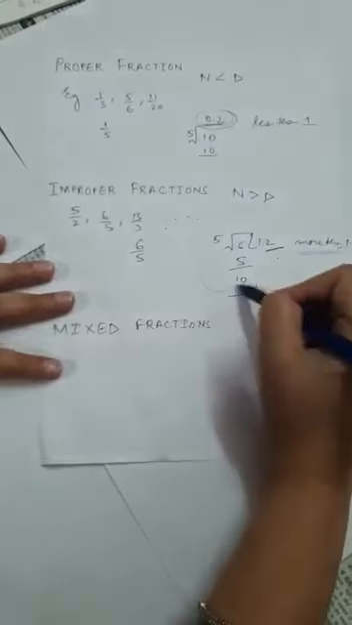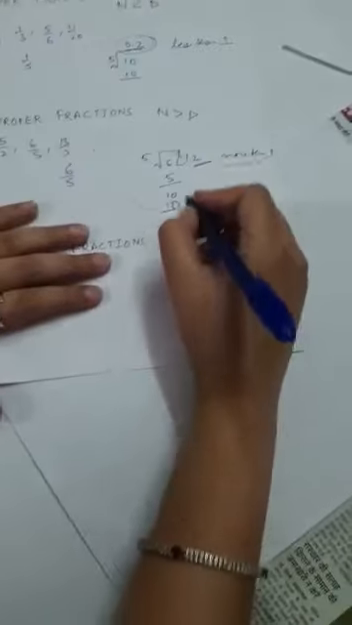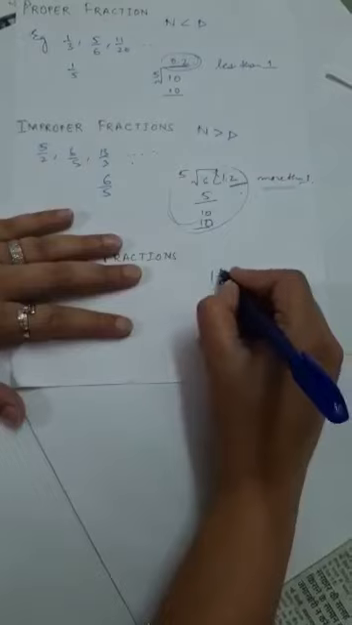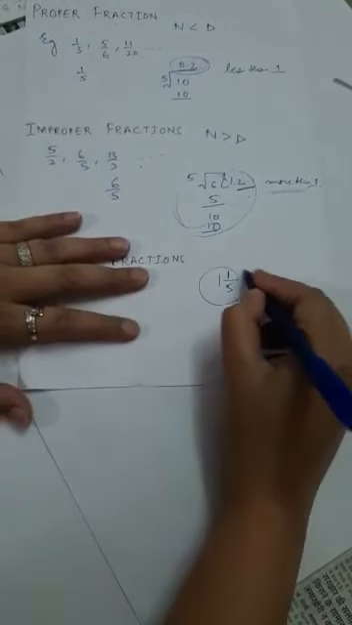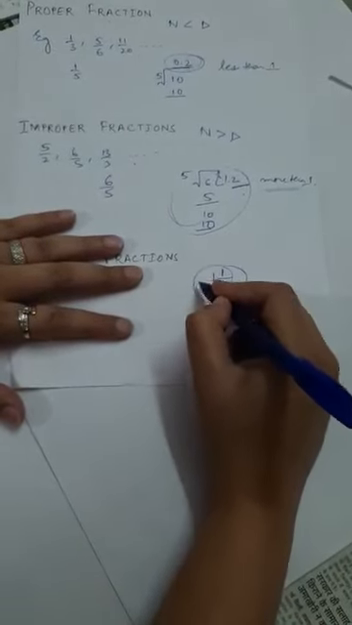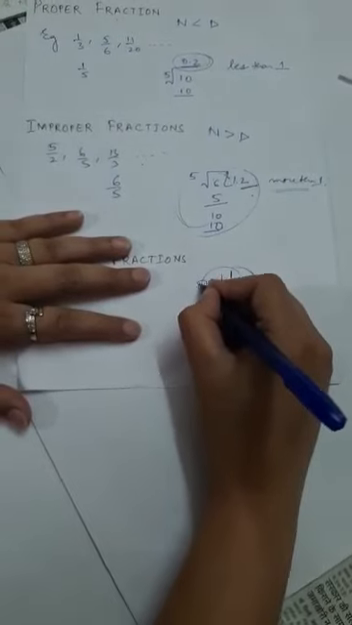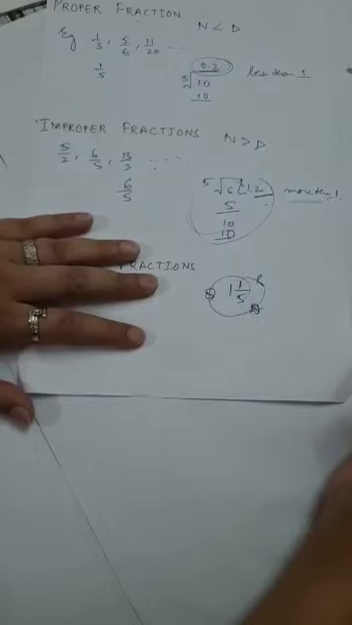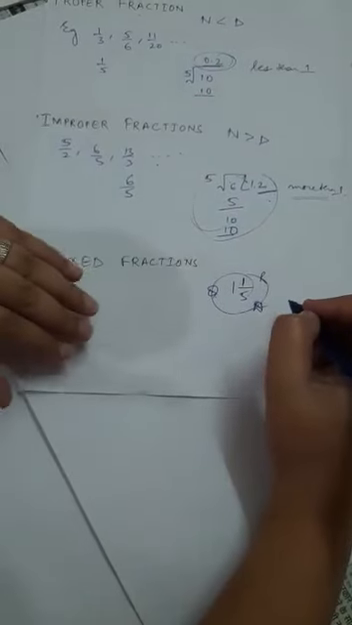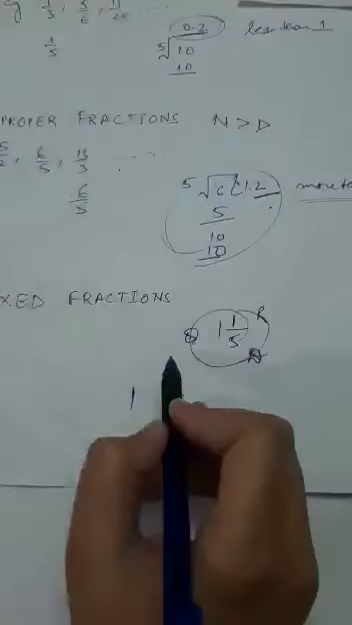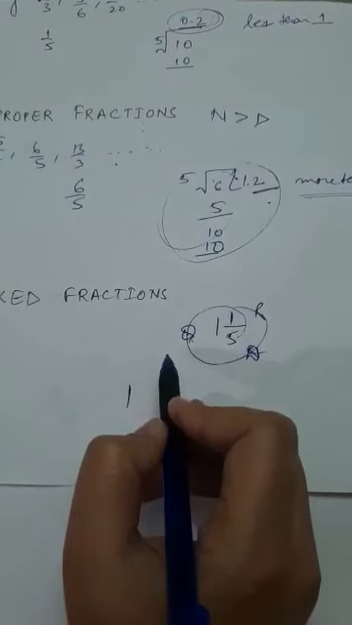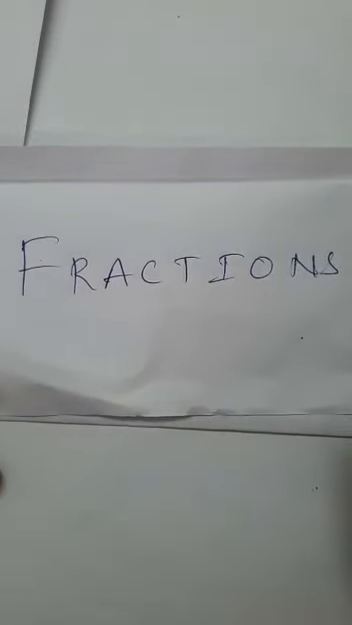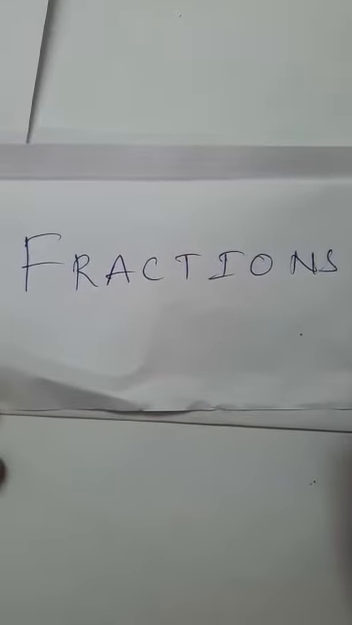An improper fraction can also be written in a different manner. For example, in this case, we are going to write it like this. This is called a mixed fraction. In the case of a mixed fraction, this is being written like this. This is what mixed fractions are. This was the introduction for the chapter fractions.